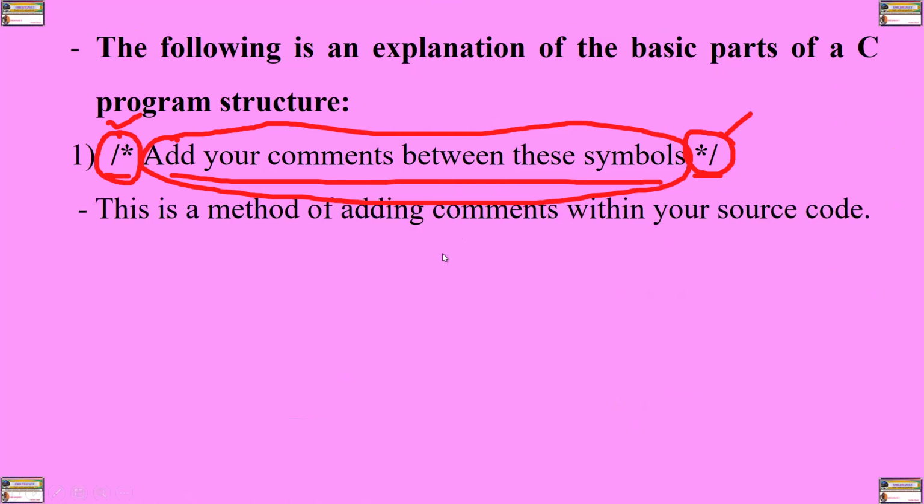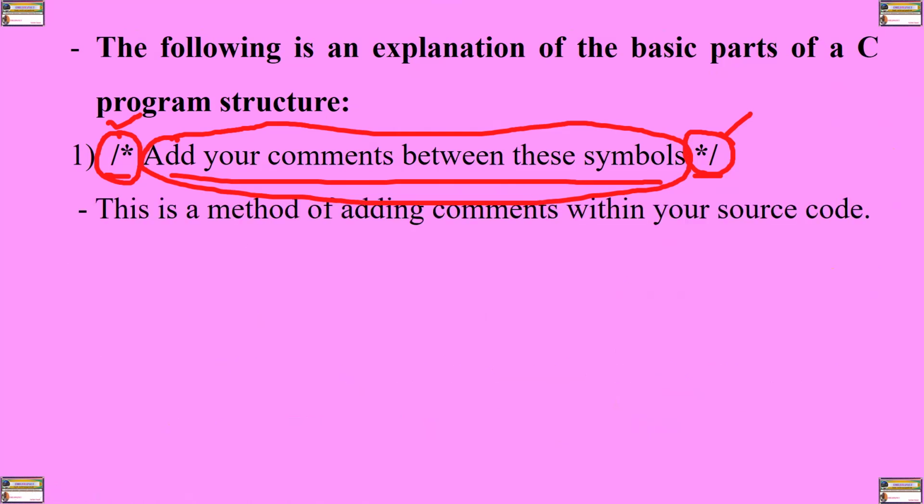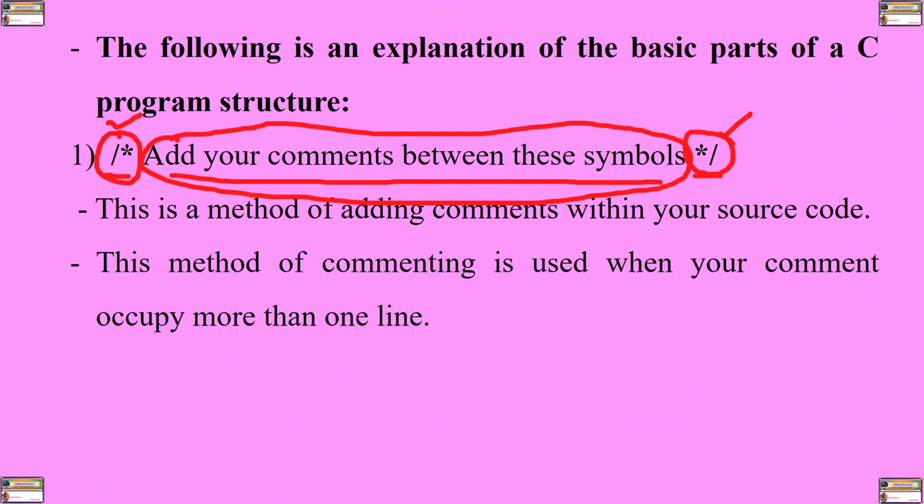For example, you can have a comment, or there's also another way of doing the comment. But before we come to that, my dear students and the rest of the learners, note that this is a method for adding comments within your source code. This method of commenting is used when your comment occupies more than one line. So if you have statements that occupy more than one line, that is the best place to make use of this kind of symbol.